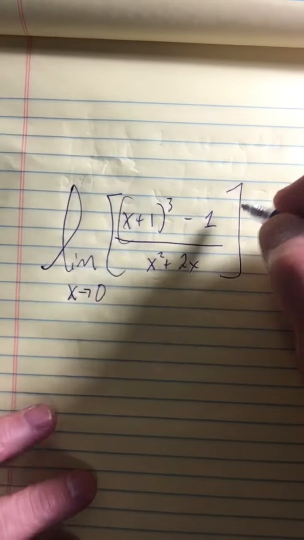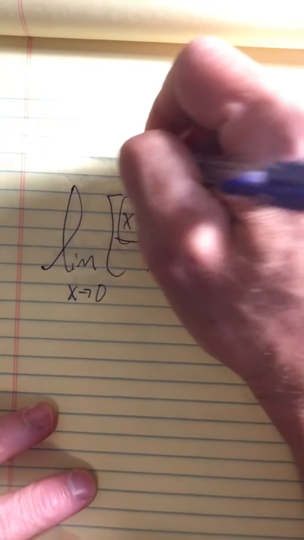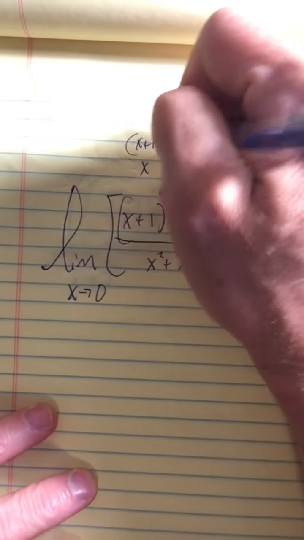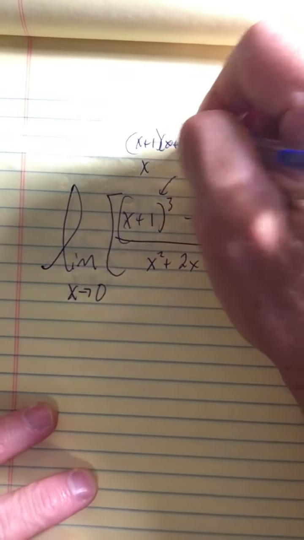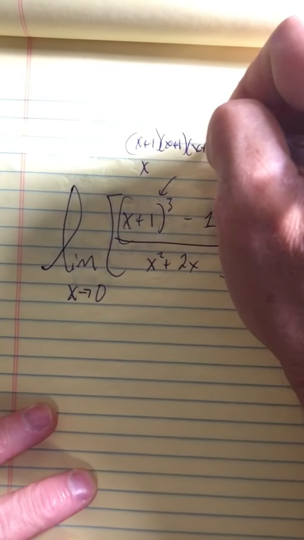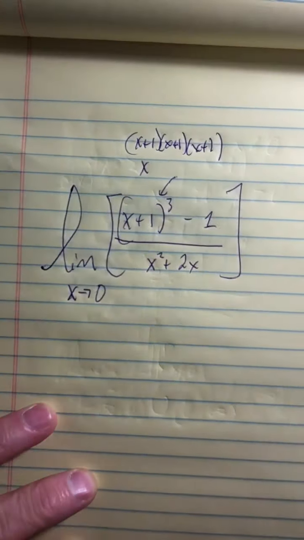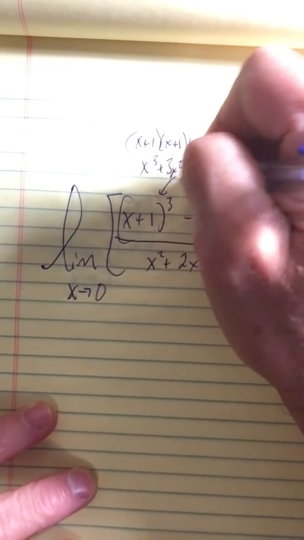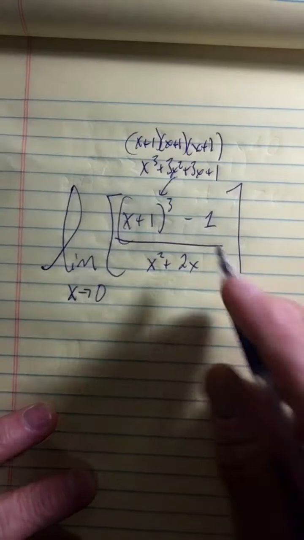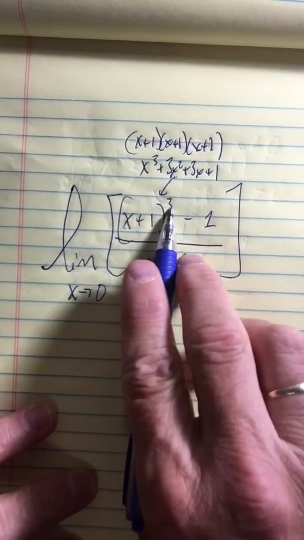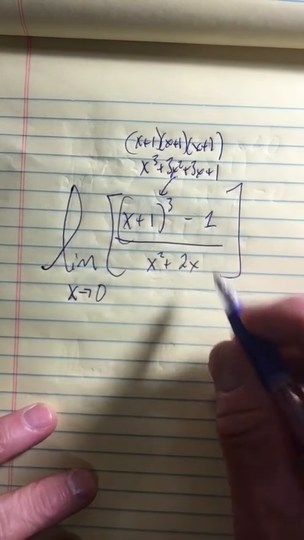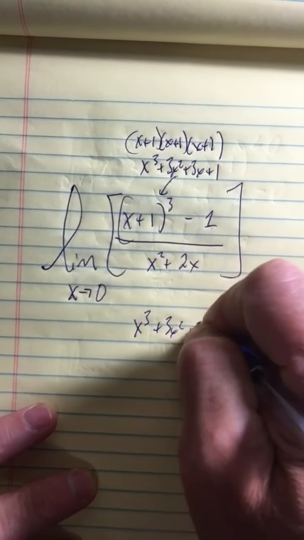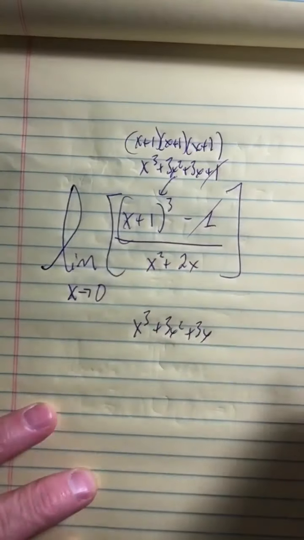Well, I'm going to look in here, and I'm going to realize that if you go x plus 1 times x plus 1, and then when you're done with that, multiply it by x plus 1 one more time. Sorry about those dogs. You get x cubed plus 3x squared plus 3x plus 1. So I have this right here cubed, that big long polynomial, minus that 1. That's going to give me x cubed plus 3x squared plus 3x, because this one and that one go away.